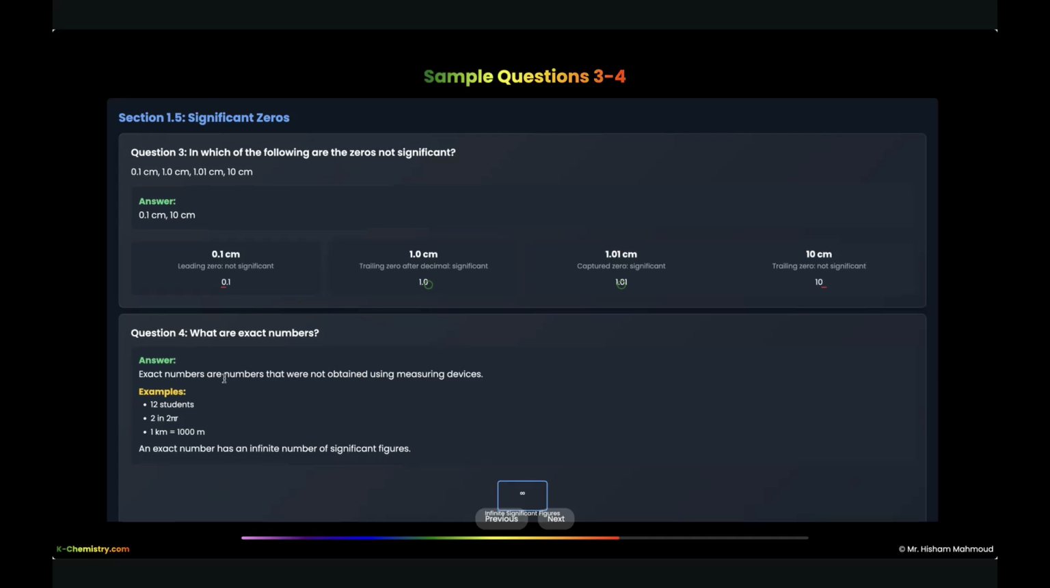What are the exact numbers that were not obtained using measuring devices? I have 12 students, the 2 in 2 pi, for example, 1 kilometer equals 1000 meters. This is not something that I measured. I cannot say 12.1 students. This is an exact number. It has an infinite number of significant figures.